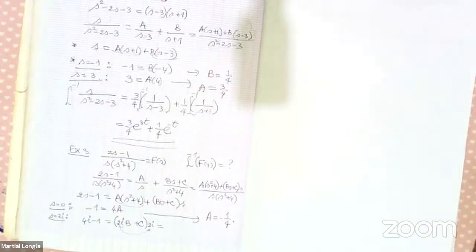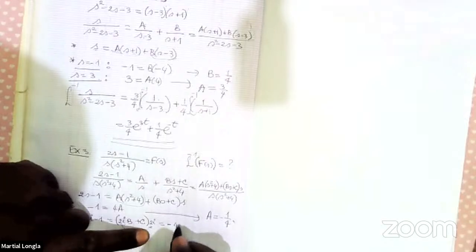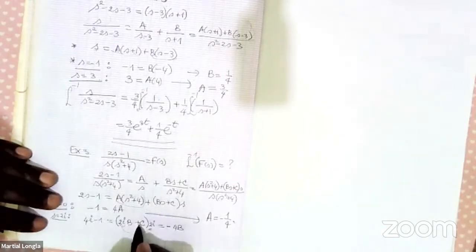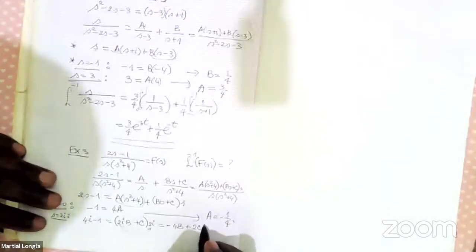4i squared. And what is i squared? -1. So 2i times 2i is -4, right? So that's why you get -4b. Then plus 2ci.